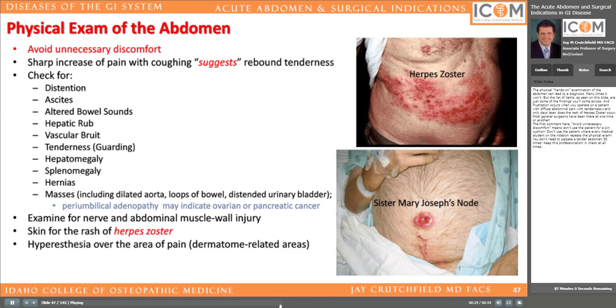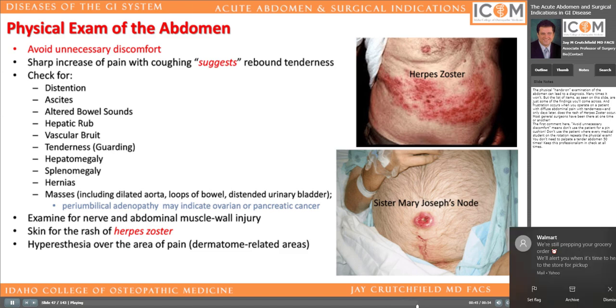The first comment here, avoid unnecessary discomfort, means don't use the patient as a pincushion. Don't use the patient where every medical student on the rotation repeats the physical exam. You do not need to palpate or show the residents or medical students and demonstrate a tender abdomen 50 times. Keep this professionalism in check at all times. Minimize discomfort to the patient.